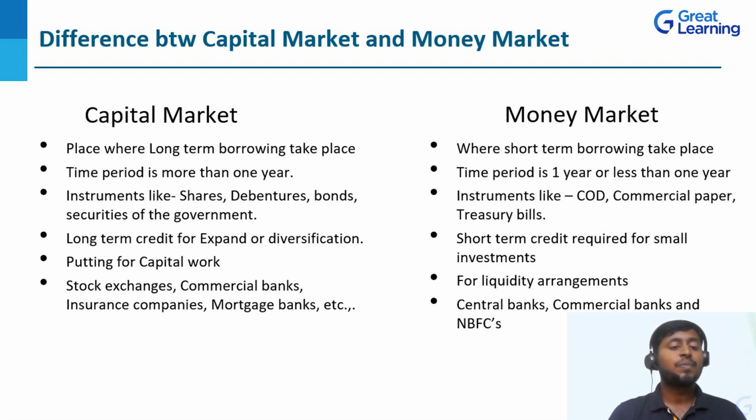Next, instruments like shares, debentures, bonds, securities of government. In the capital market, we can trade these. These are a few instruments; we have so many instruments. So shares, debentures, bonds, and other government securities are traded in the capital market. While when it comes to the money market, only instruments like certificates of deposit, commercial bills or commercial papers, and treasury bills can be traded in the money market.